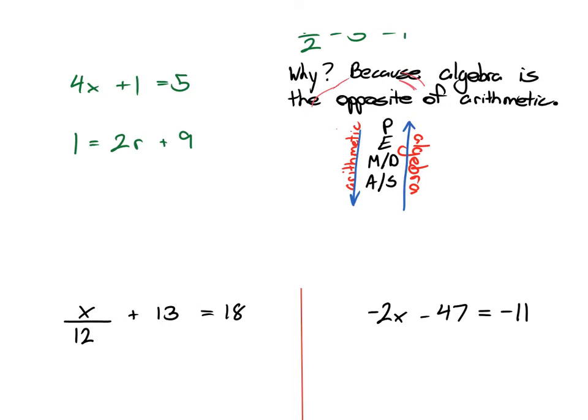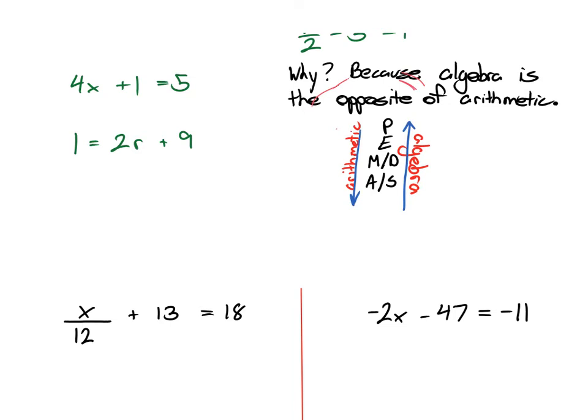So ask yourself, in this 4x plus 1 is equal to 5, what number do you start getting rid of first? The 4 or the 1? If you said 1, you were correct. You start by subtracting 1 to both sides. Very good. Very, very good. As we just saw that.